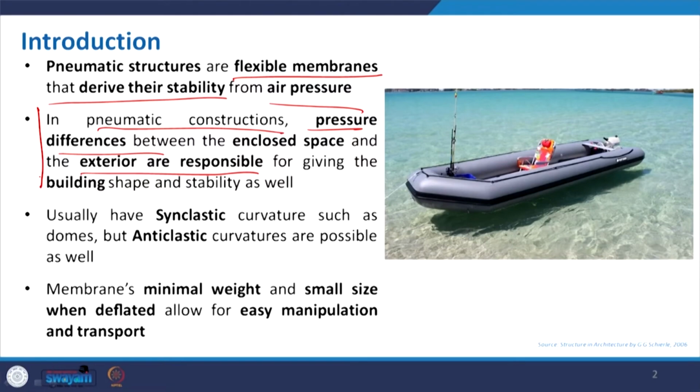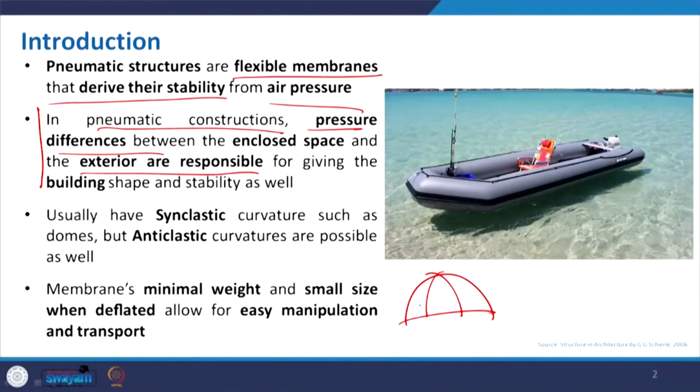In most cases, synclastic curvature, meaning doubly curved surfaces, is used, where the curvature is in the same direction, as we discussed in detail in the previous lecture, for example for the dome. If it is doubly curved but in the same direction, it is synclastic. Anticlastic curvature is also created, but for that the purpose is something different, and the methodology will be different. So, we will try to cover that as well.